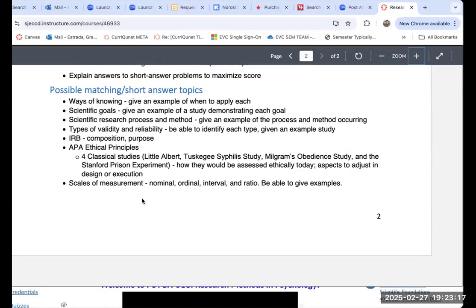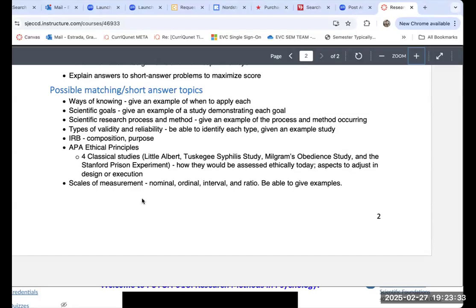Describe a study that would do that. That could be a short answer. And then explain why you think that this is an appropriate example. I can't reiterate enough to you: please explain your responses in the short answer component.